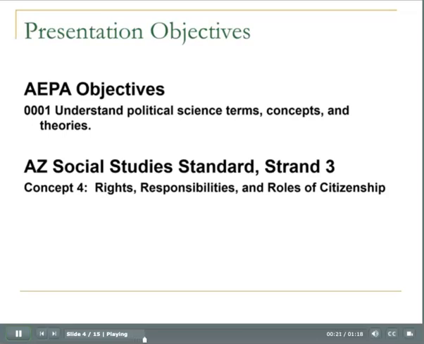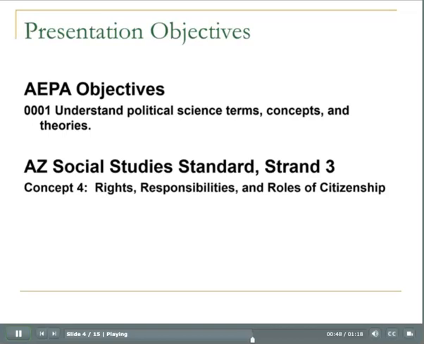I would suggest you pause the presentation and review the social studies standard articulated by grade level document and look at the objectives under Concept 4 and review those so that as we begin talking about these concepts, you can look for those that will be related to the grades K through 8.